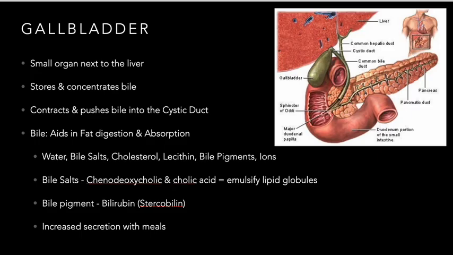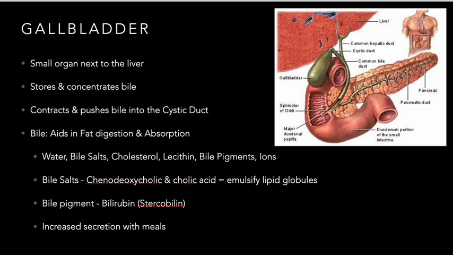So inside our gallbladder, again, we have our bile. Our bile is, again, a fluid of the body, so it's going to have lots of water. It's also going to have something called bile salts. Some of our bile salts that your book lists are chenodeoxycholic and cholic acid. These are going to work like dish soap. These are going to emulsify your lipid globules.